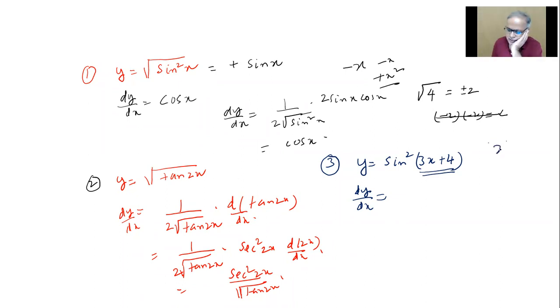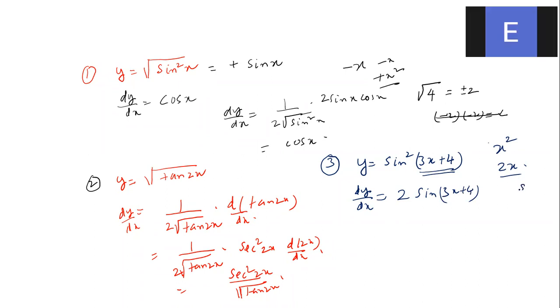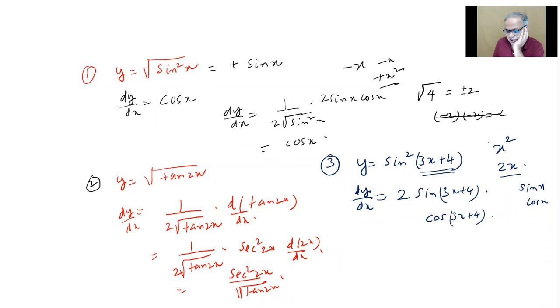So if x square is there, what will be dy by dx? 2x. Yes, sir. So now 2 sine 3x plus 4. Isn't it? Yes, sir. But then sine function. If sine x is there, you write? Cos x. So into cos of 3x plus 4. Yes. Into differentiation of 3x plus 4. 3. That's all. 3x plus 4 is 3 into 1 plus 0.